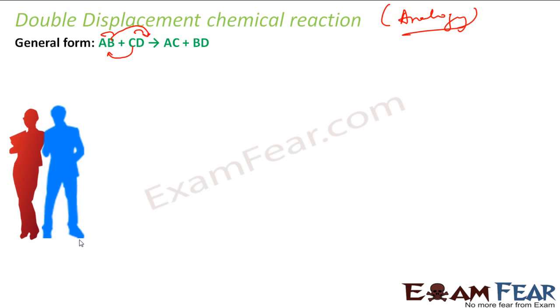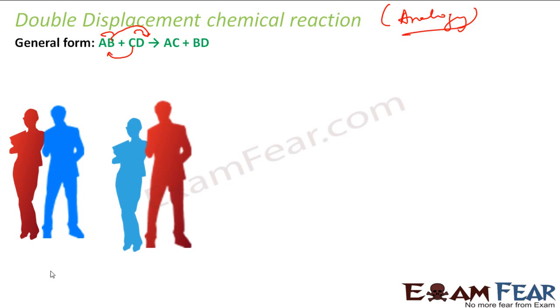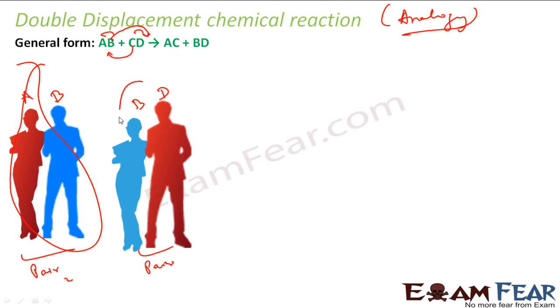For example, this is one guy and one girl, and this is one guy and one girl. A is a girl in red, B is a guy in blue, C is a girl in blue, and D is a guy in red. And they want to create a dance pair. They say that I am dance pair 1 and I am pair 2. There are 2 elements, they are together. This is one dance pair and this is another dance pair.